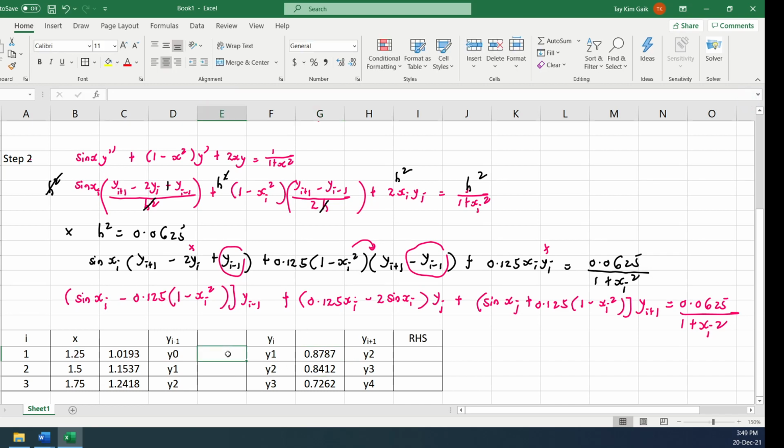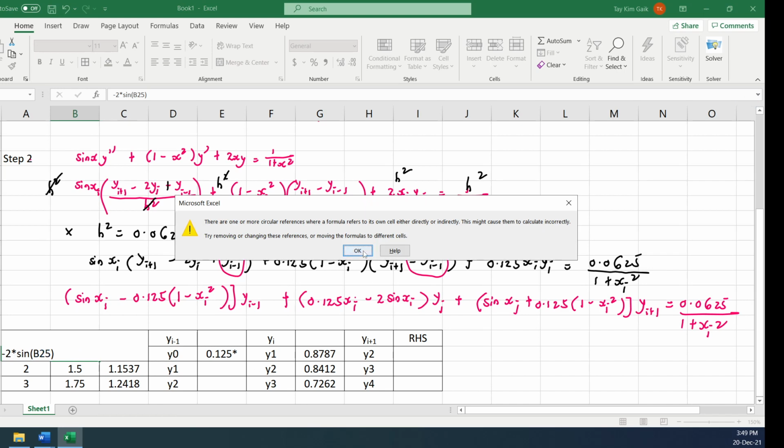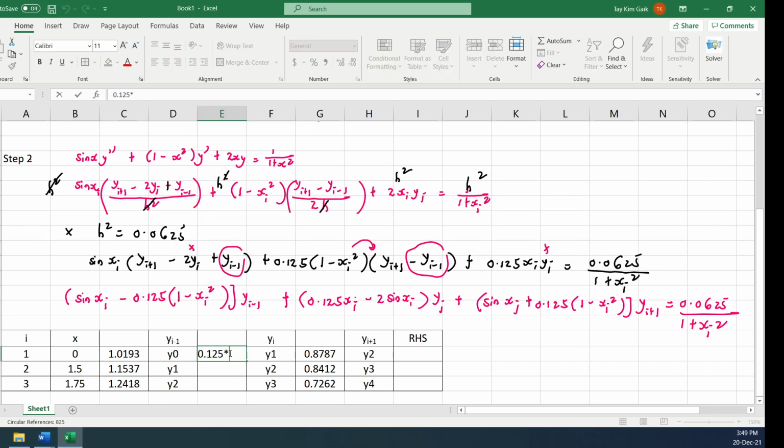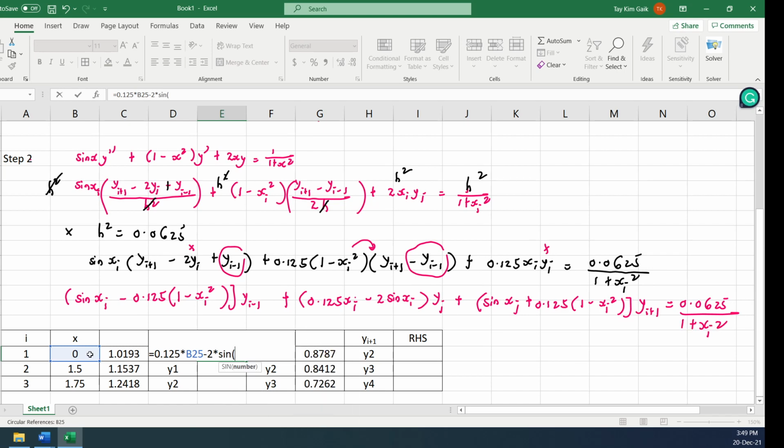You see the formula: sin x plus 0.125 times 1 minus x squared. Correct. The coefficient for y_i is 0.125 x, so 0.125 multiply x minus 2 times sin x, where x is B25. Enter.